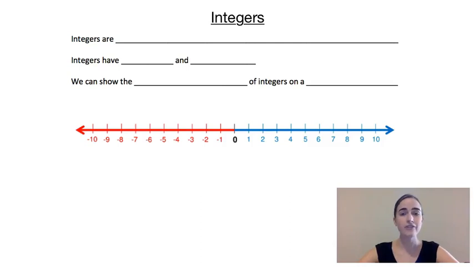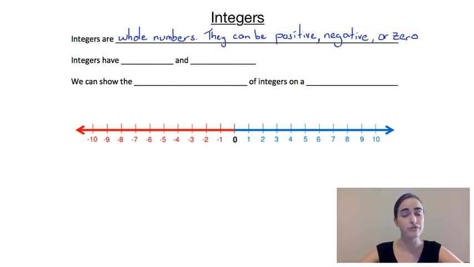In this video, I want to have a look at integers. So integers are whole numbers and they can be positive, negative, or zero. Because they can be positive or negative or zero, integers have both size and direction. So the number itself, the digits, tells us how big the number is, and then the sign in front of it, whether it's a positive or a negative, tells us the direction.